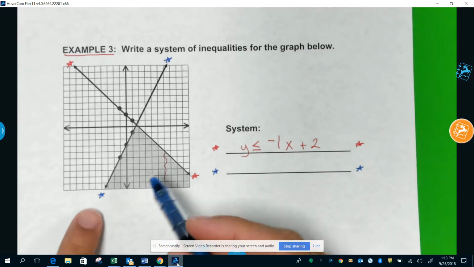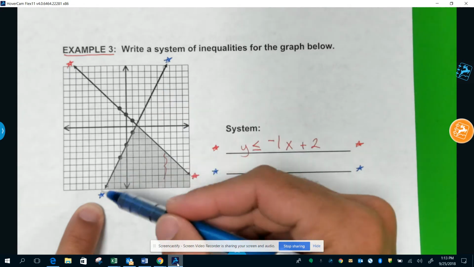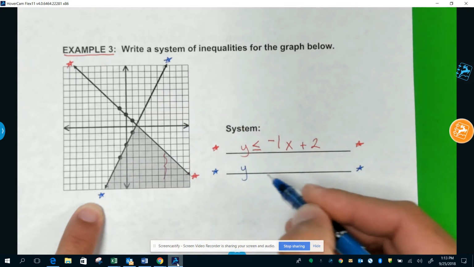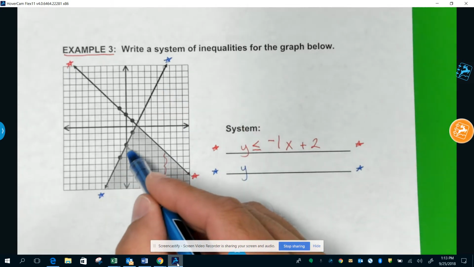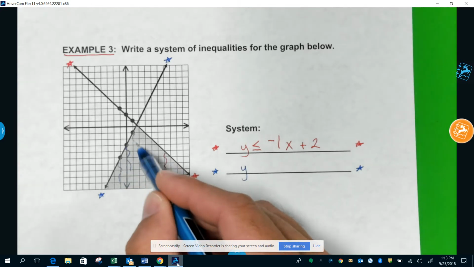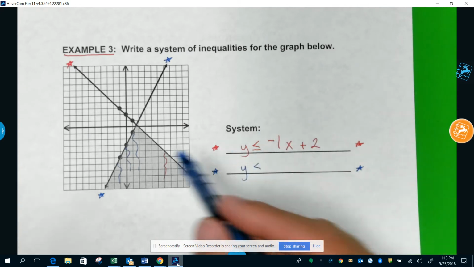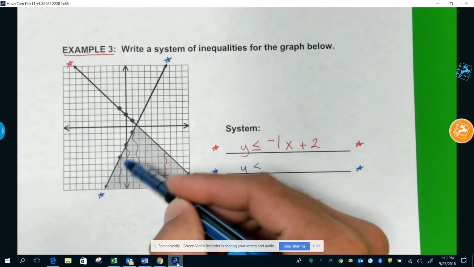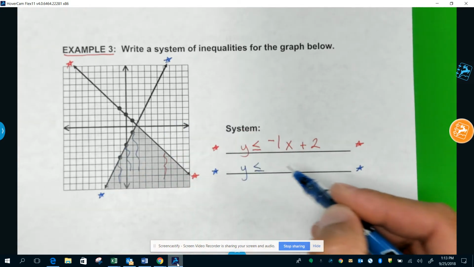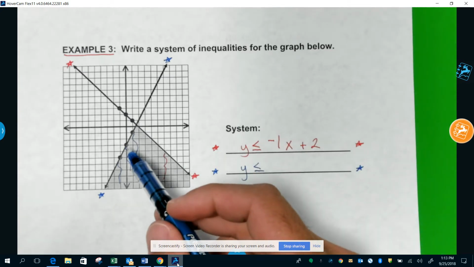All right, so we look at the next line, the blue one. The blue one has the blue stars at the end of it. I know we always have to start with a y. This one looks like it is shaded down below the line. Down below is going to be a less than. I know my line is solid, so that's also going to be equal to. So now I just need the equation for this line.